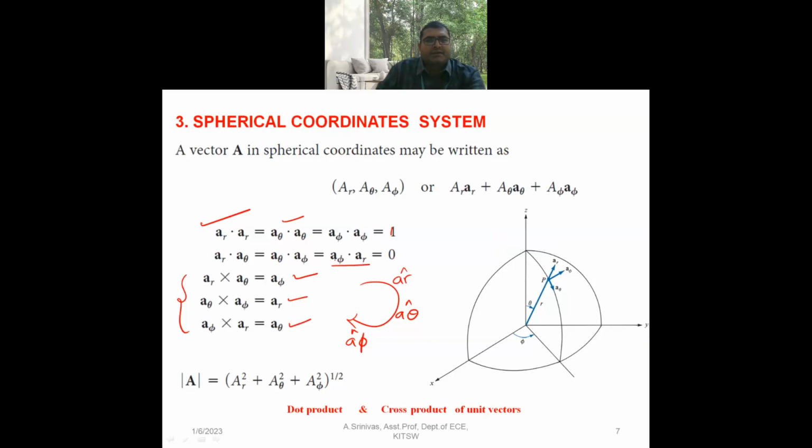The reason is aR, a theta and a phi are perpendicular to each other. A vector in a spherical coordinate system is represented by the components AR, A theta, A phi. A bar is equal to AR aR cap plus A theta a theta plus A phi a phi.